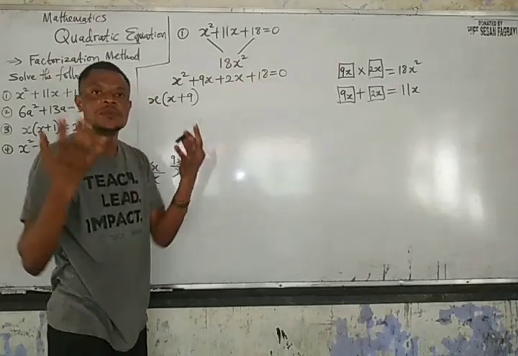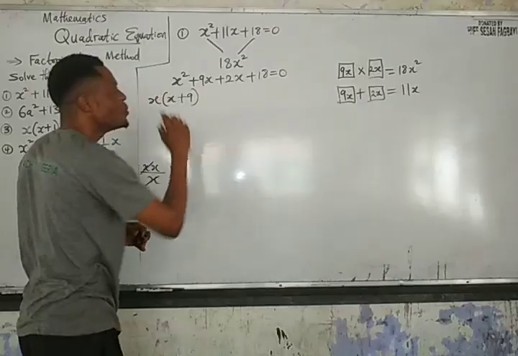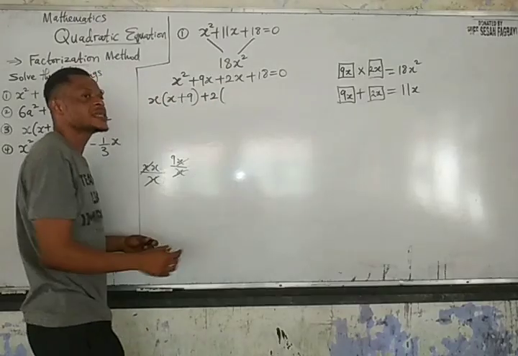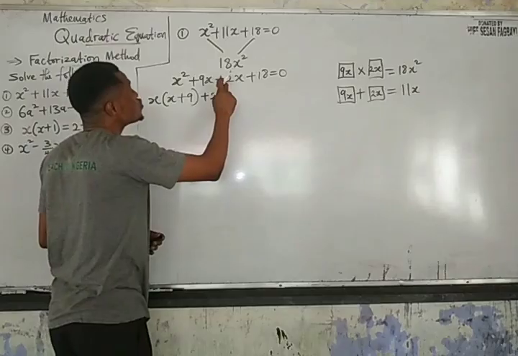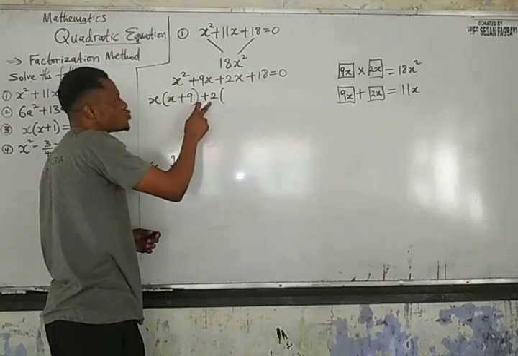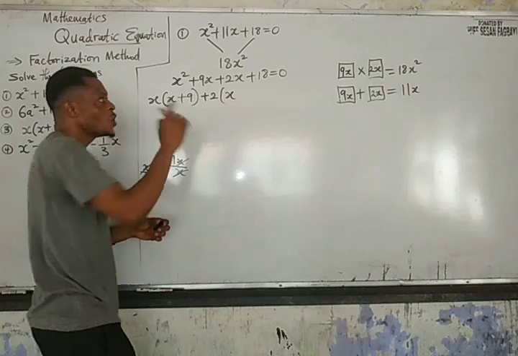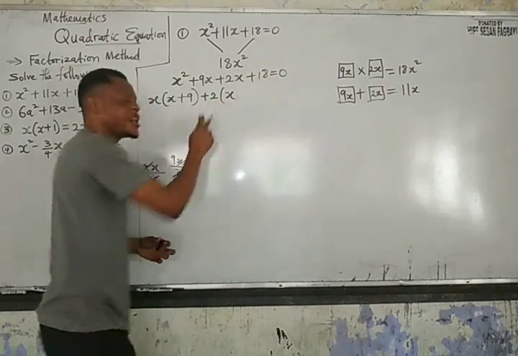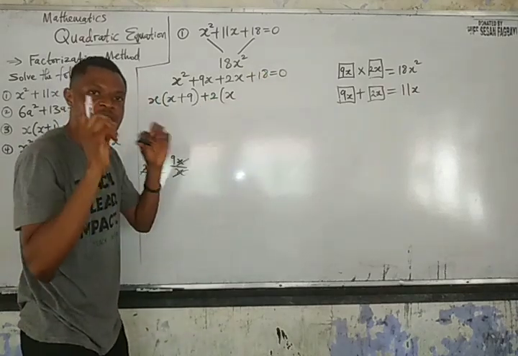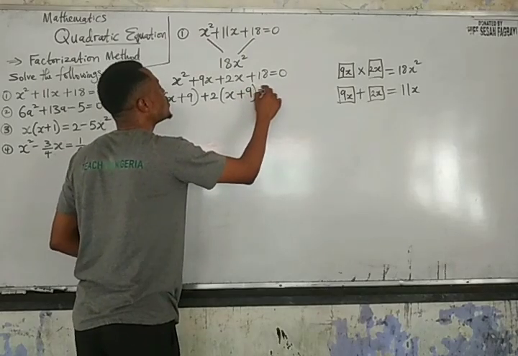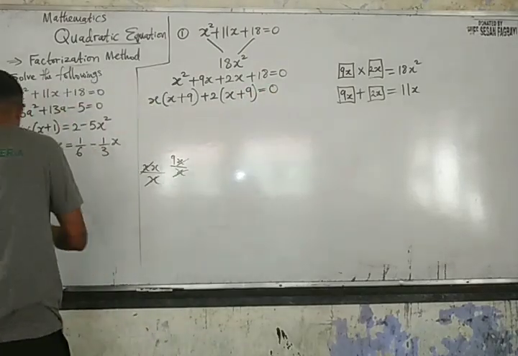It's not common between the two. So we are going to make use of just the 2. So we have plus 2 outside as a common factor. Now 2x divided by 2, 2 will cancel 2, you have an x. Once again, 18 divided by 2 will give us 9. So we have plus 9, all to give us 0.